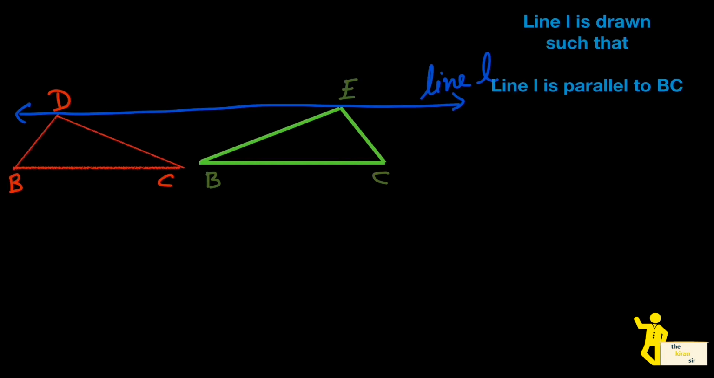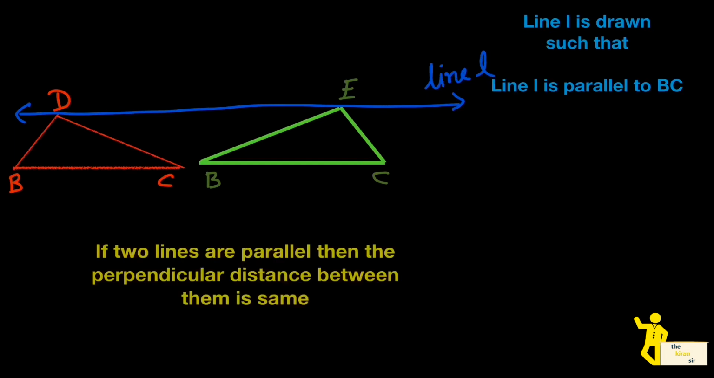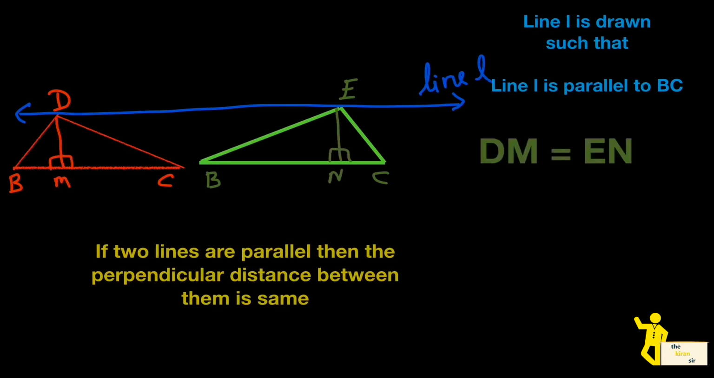I get that if there are any two lines parallel to each other, then the perpendicular distance between them will be equal. So between the line L and BC, the perpendicular distance at any point will be equal. So I'll draw two perpendiculars, one for the red and another for the green triangle. For the red I'll draw DM, which is a perpendicular, and for the green triangle I'm going to draw a perpendicular EN. So what do we get?